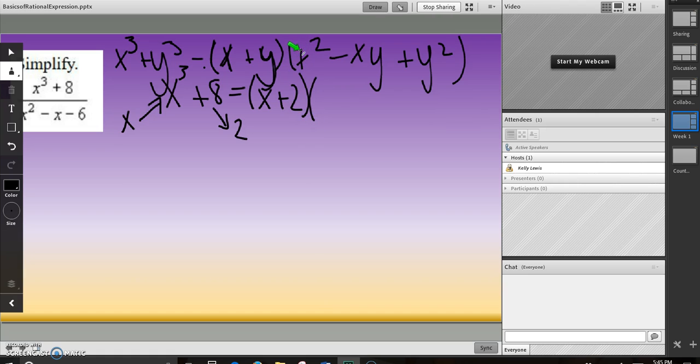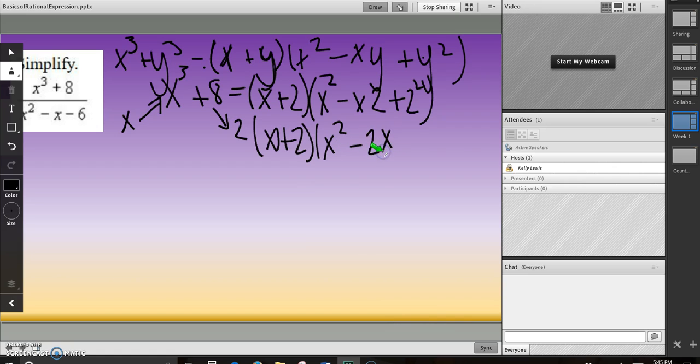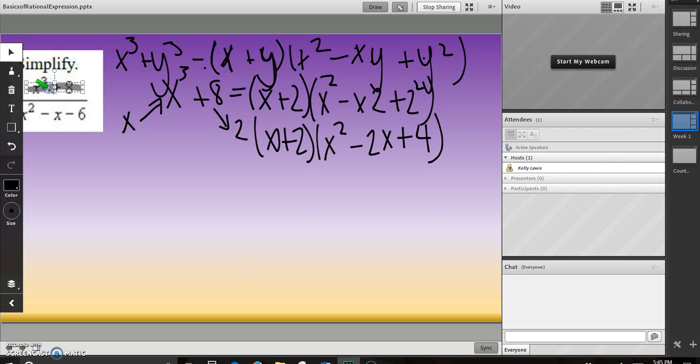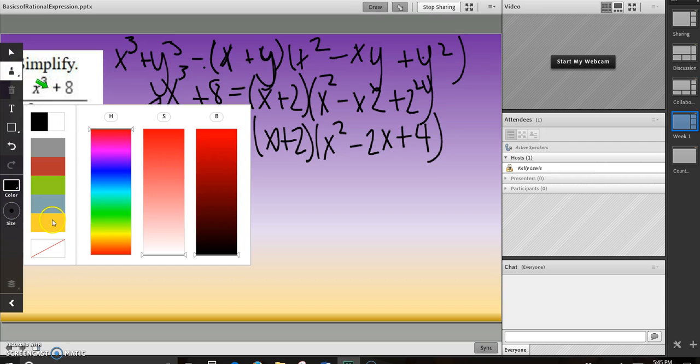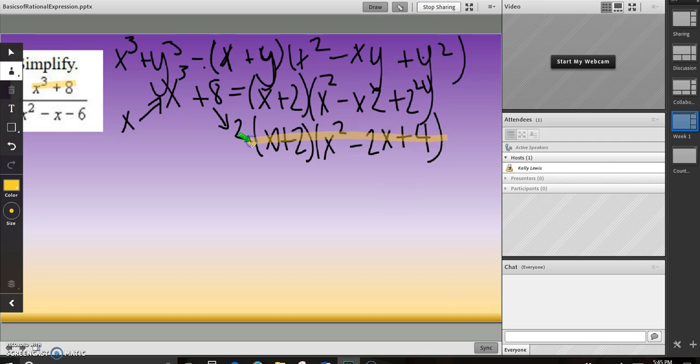Then we have the first number squared, so x squared. Then we have a minus sign. Then we have the first number times the second number, plus sign, then the second number squared. So let's clean it up. X plus 2, x squared, x times 2 is really 2x, and then 2 squared is 4. Oh, silly me, hang on. It's going to bother me. All right, x cubed plus 8 is this guy.